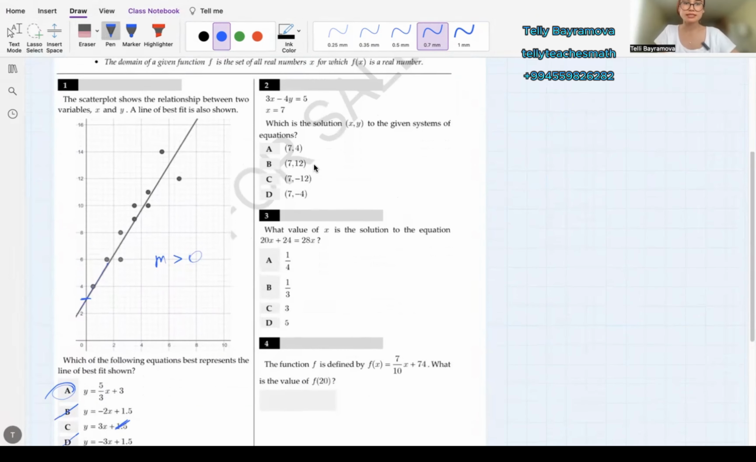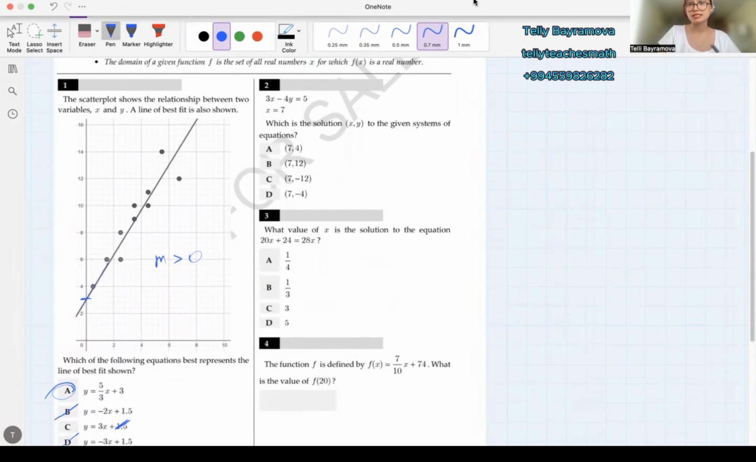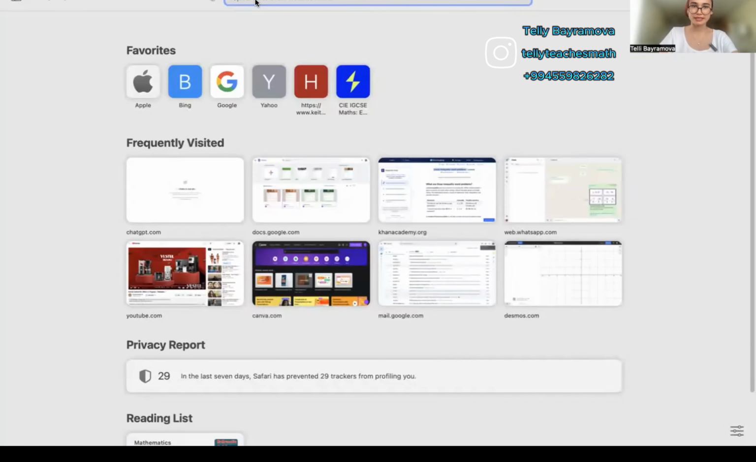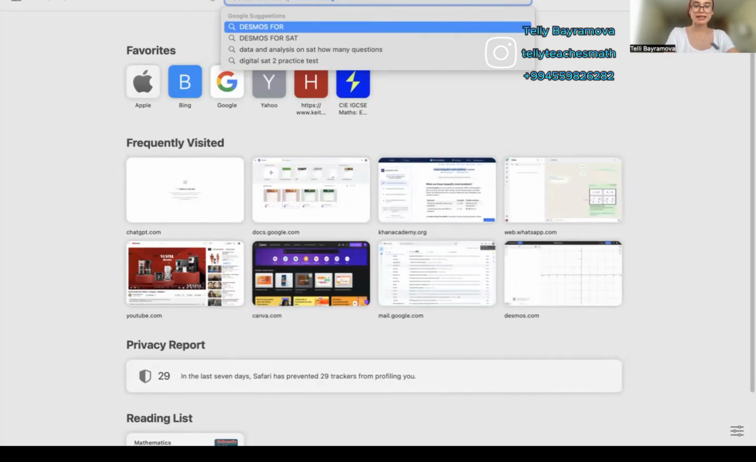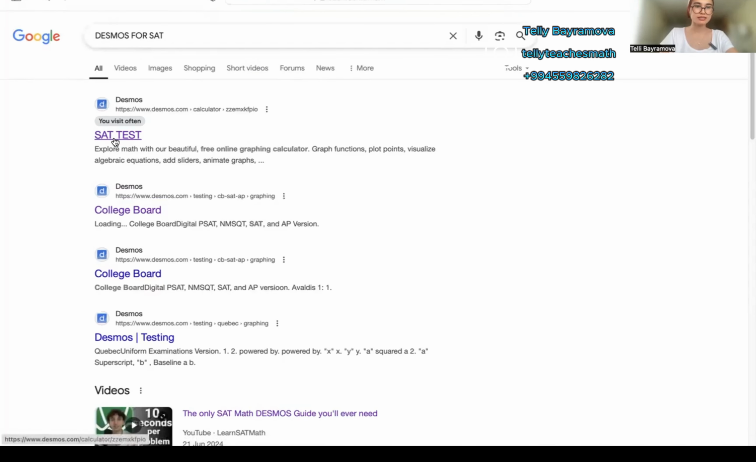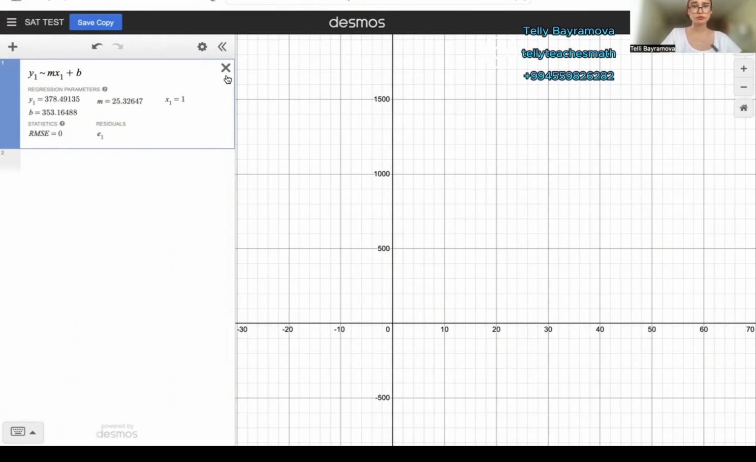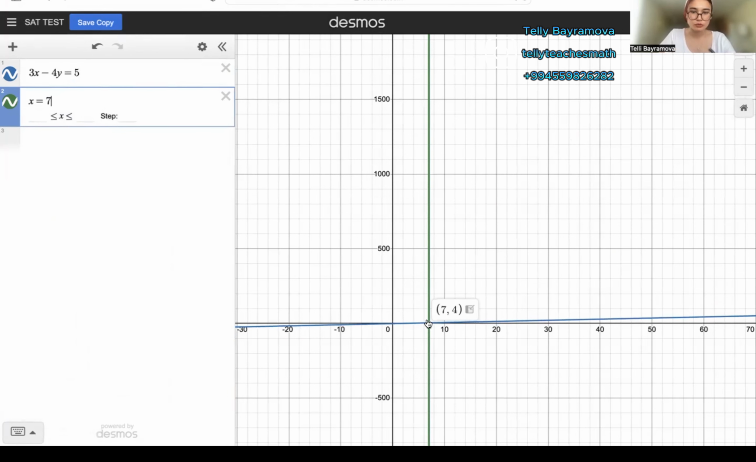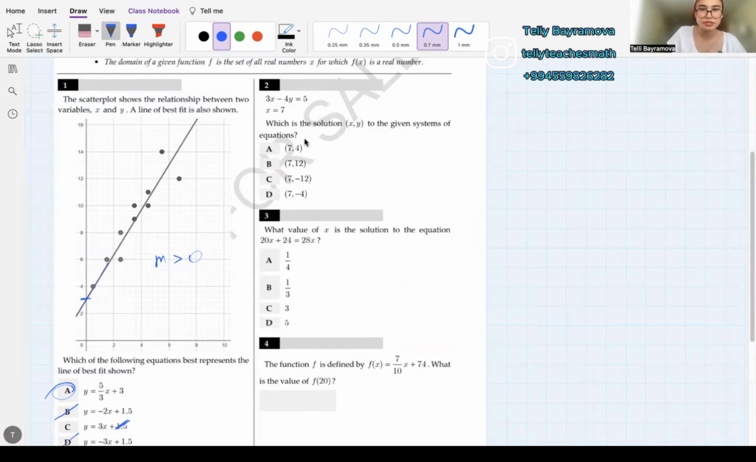So the next question, 3x minus 4, is a system of equations. You can do it by yourself, but for some students, it's easy to solve it with Desmos. Let's go. You need to open Desmos, but don't forget, Desmos for SAT. Because if you use another Desmos, in the exam you will see something different. So 3x minus 4y equals 5 and x equals 7. So 7 and 4 is our answer.